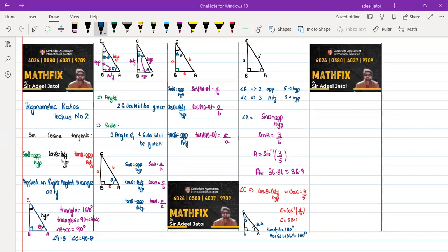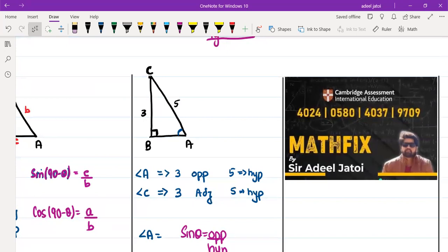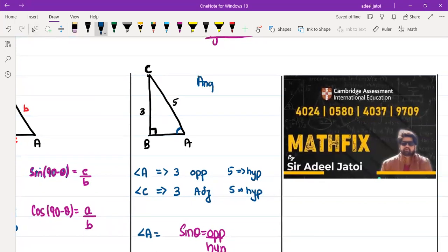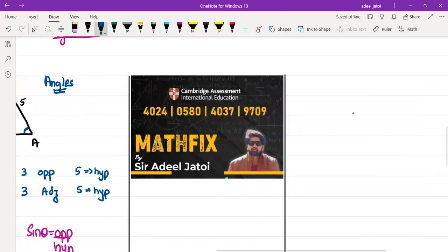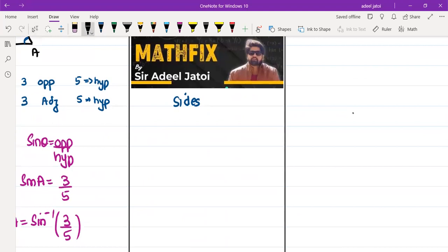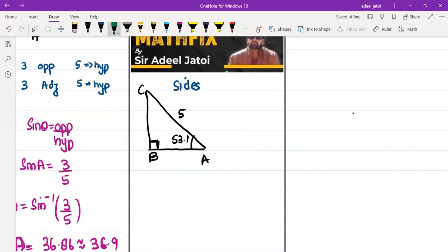Now, since we found out the angles here, we could also be asked to find out sides. For sides, let's say this is your right angle triangle. You have been given 53.1 and the hypotenuse is given. Let's say this is A, B, and C. You have been told to find out CB.